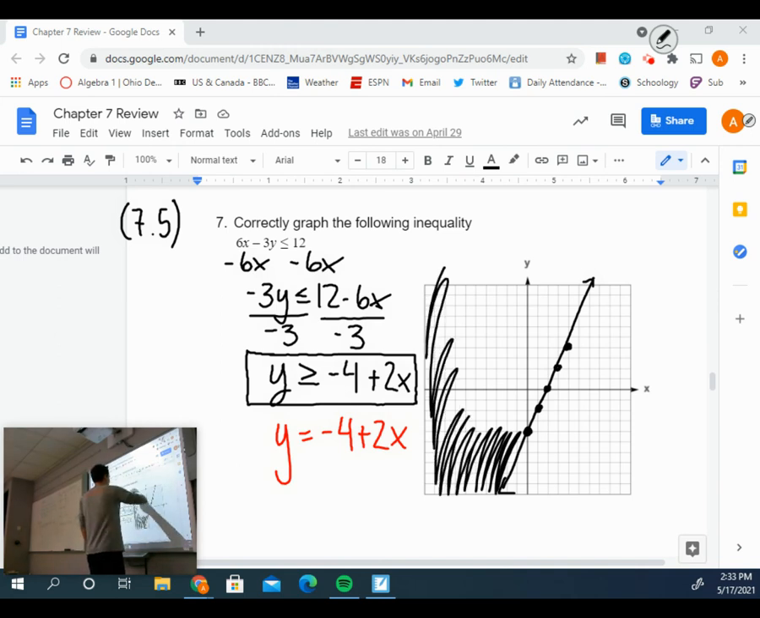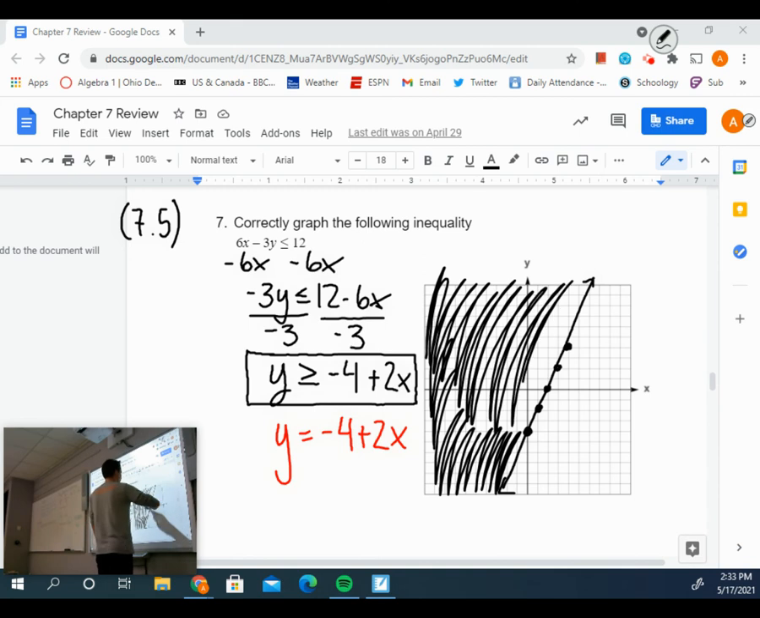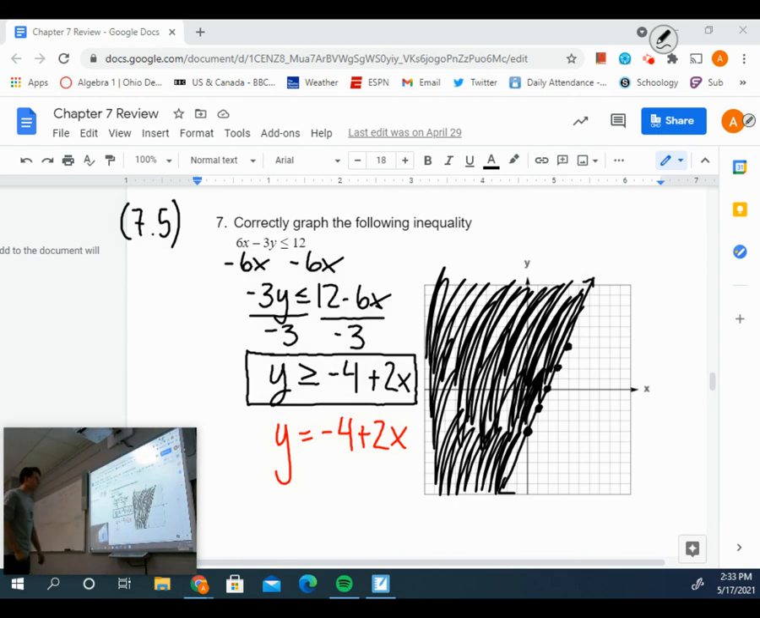And again, if any of this is confusing or really foreign to you, if you're wondering why you're shading above the line and that doesn't make sense to you, again, I would ask you to consult the 7.5 instructional video. But this is how we graph the inequality, really 3 steps.